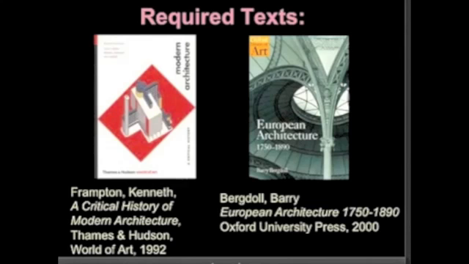So this period that Bergdoll writes about, 1750 to 1890, is a really interesting period for architecture, because up until that point, more or less, there was a consensus about what architecture should be. If you were an architect in 1280, you're probably doing something Gothic-y. If you're an architect in 1500, you're probably doing something Renaissance-y. If you're an architect in 1750, you have no idea what to do. You have absolutely no idea what to do.